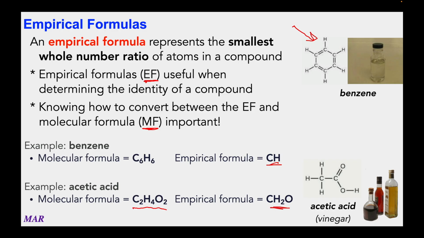CH2O. Now, I've been saying smallest whole number ratios. You could divide the C2H4O2 by 4, and you'd have C1/2 H1O1/2. But we're going to see that chemists generally stay away from fractions if at all possible. So smallest whole number, you just divide them by 2 to get whole numbers, CH2O. That's the empirical formula for acetic acid, C2H4O2.